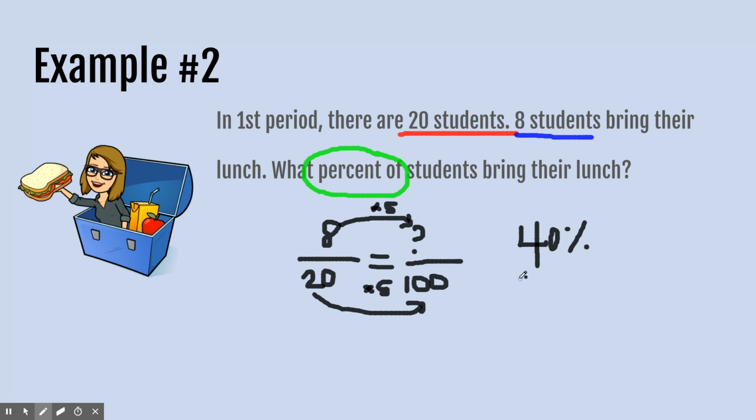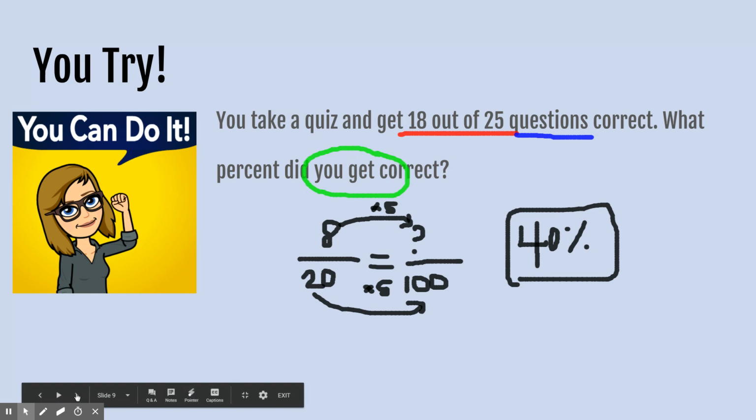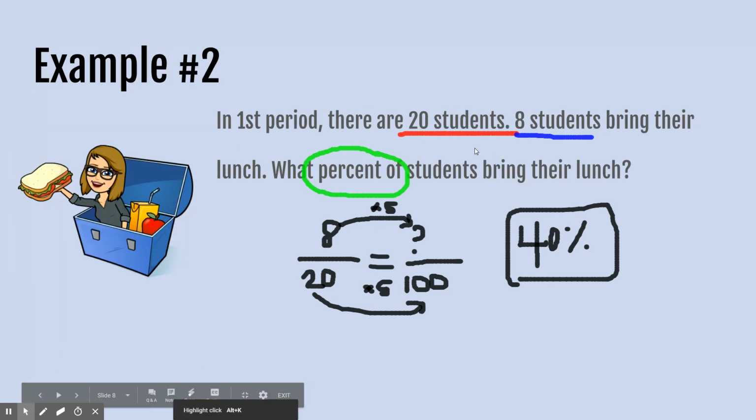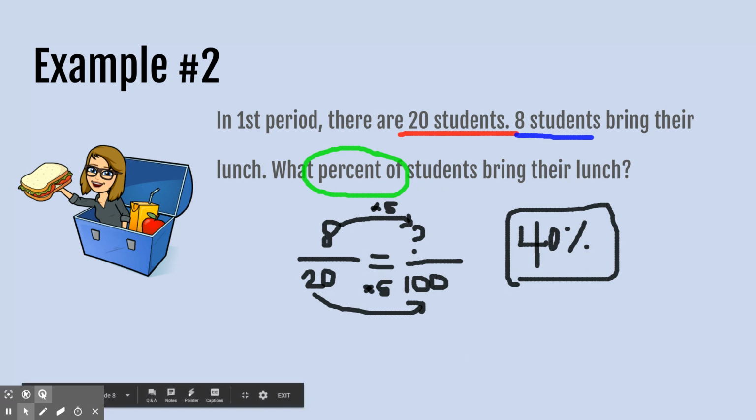Okay. Sometimes, again, they can ask the question differently. There was a question really similar to this on one of our first tests. So if it said what percent of students do not bring their lunch, you would say 60. So you'd have to find the other percentage. So just be careful that you're reading the question fully so you answer what they're asking you.